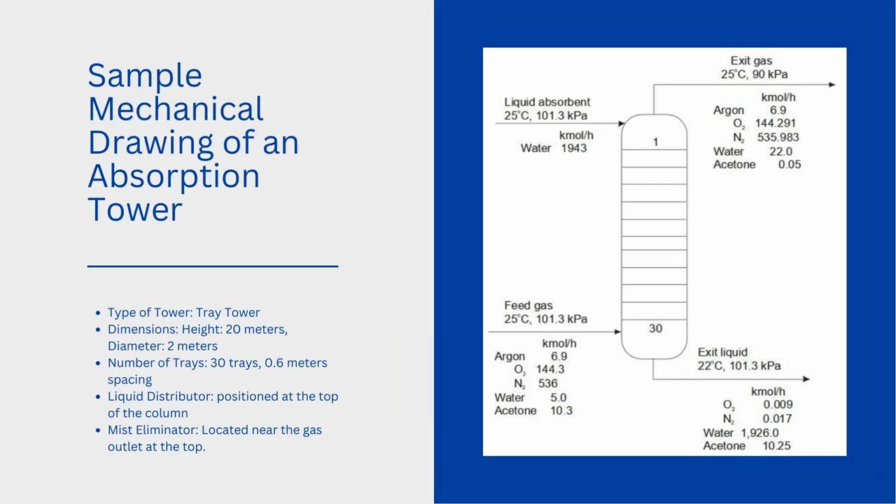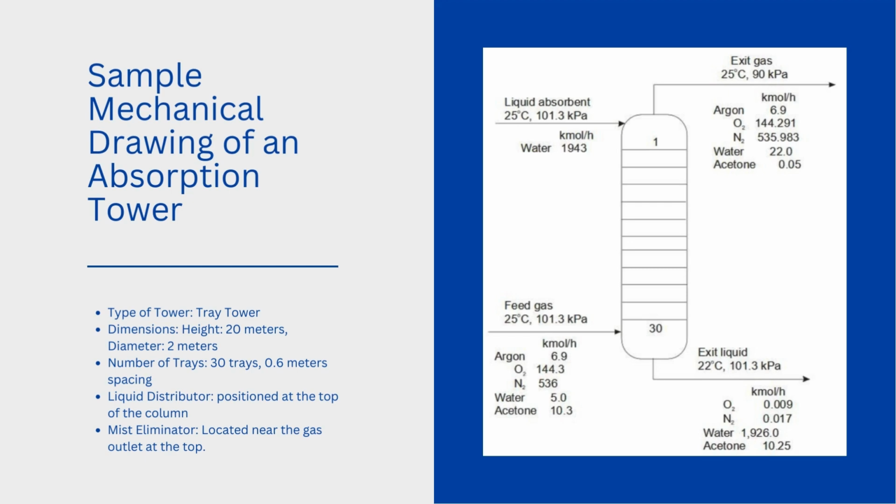Now I will be presenting a sample mechanical drawing of an absorption tower, specifically a tray tower used for the gas absorption process. As shown in the diagram, this tower features a vertical cylindrical shell with a height of 20 meters and a diameter of 2 meters. Inside, we have 30 trays spaced 0.6 meters apart. These trays facilitate the contact between the gas and liquid phases.